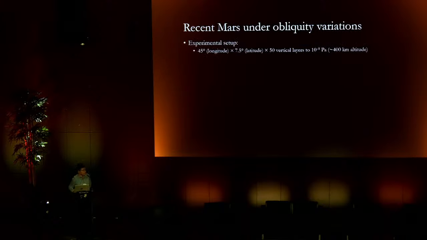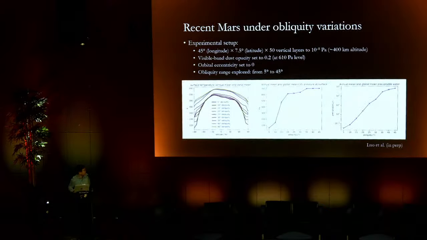For the experiment, we use a much coarser resolution in order to get faster results. We will refine the resolution later. And we set the visible band dust opacity to 0.2 at the 610 Pascal level. And we set orbital eccentricity to 0. And we explored obliquities between 5 degrees and 45 degrees. So these are the results.